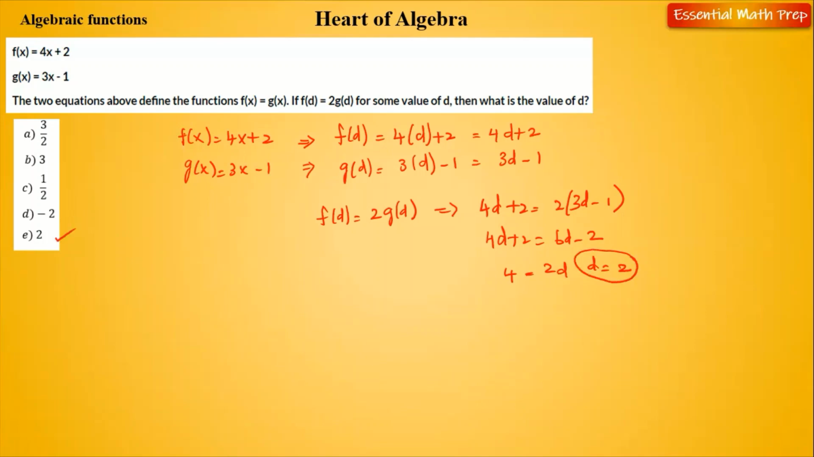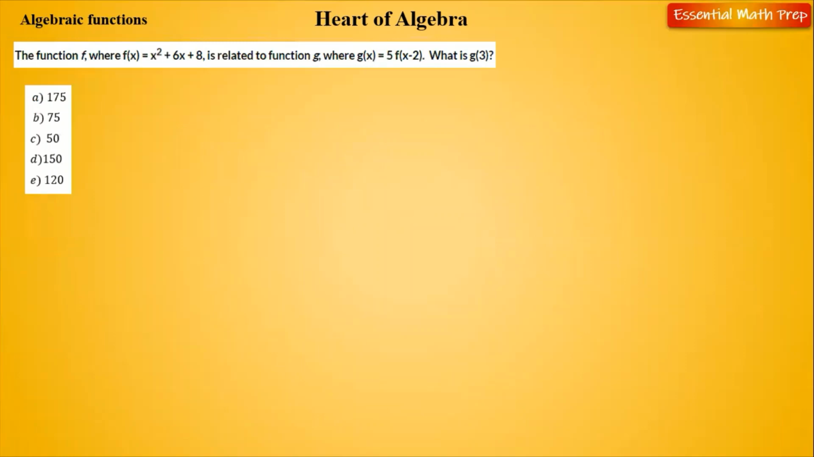All right, let's continue. So function f, where f of x equals x squared plus 6x plus 8, is related to a function g, where g of x equals 5 times f of x minus 2. What is g of 3?